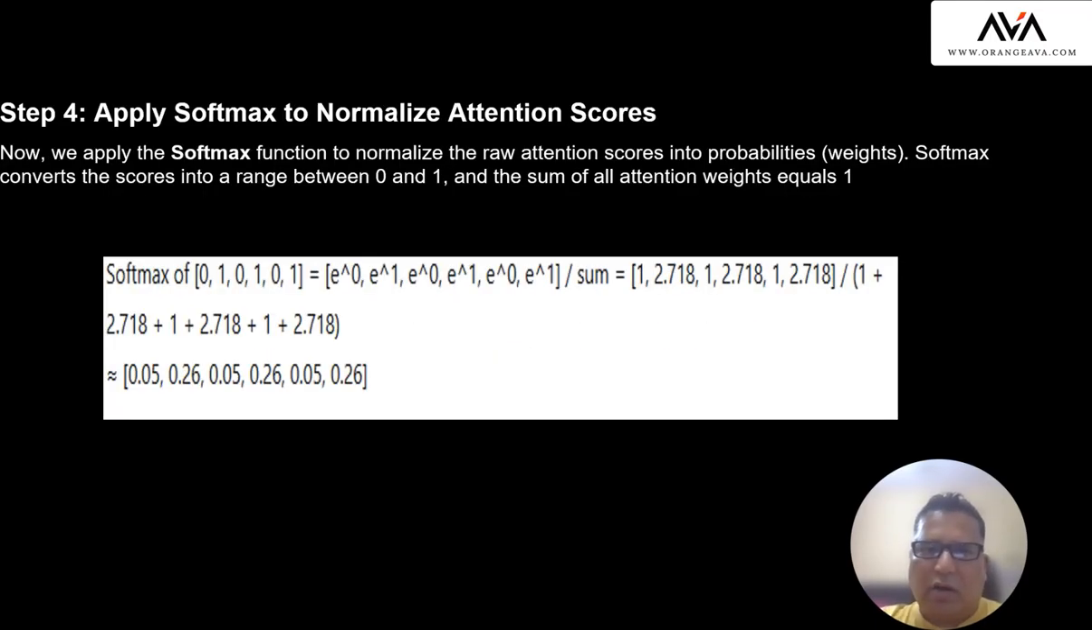Now we have to normalize this, so we apply softmax. We raise all this to the exponent power, and then we calculate it. We divide it by the total sum. So we get some kind of a ratio in which the grand total is 1.